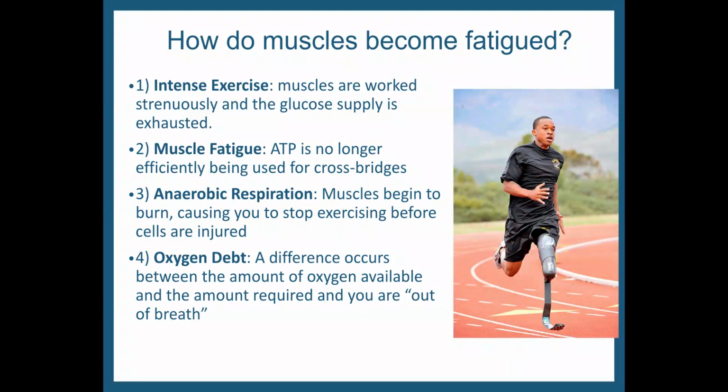Okay, so then comes step 4. There's an oxygen debt, and basically that means that you're really depleted of oxygen, and so a difference occurs between the amount of oxygen available and the amount of oxygen that's required. And so this is what leads you to being out of breath. You begin breathing very heavily because your body's trying to restore the amount of oxygen as quickly as possible. It's very depleted, and so your body's trying to take in as much oxygen as quickly as it can to get those oxygen levels back up.